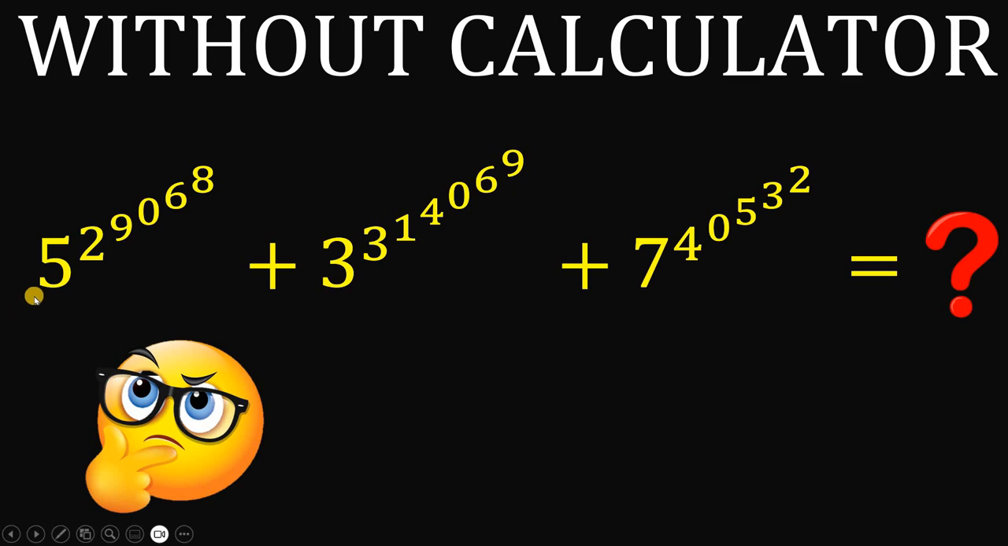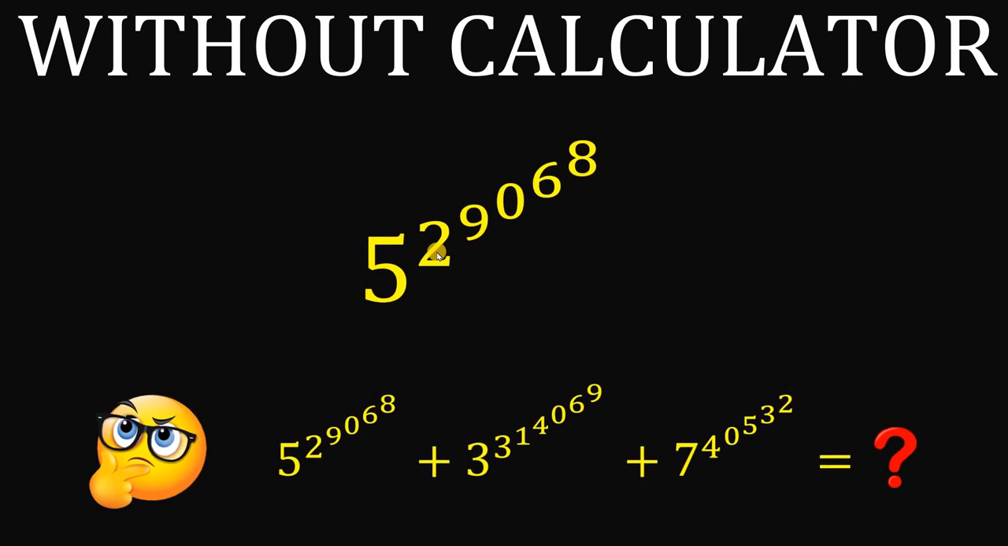Alright, so now let's first focus on the first given expression, 5 raised to 2 raised to 9 raised to 0 raised to 6 raised to the power of 8. Now, to simplify this, we will use this identity. If we have a raised to the power of b raised to the power of c, this can be written as a raised to the power of b raised to c. This concept is very important when dealing with this kind of question.